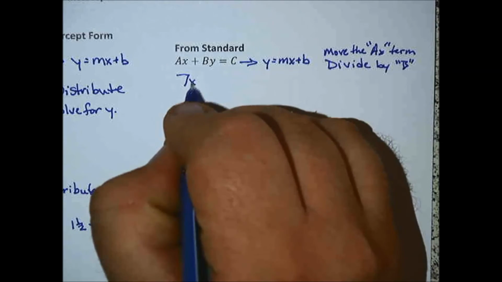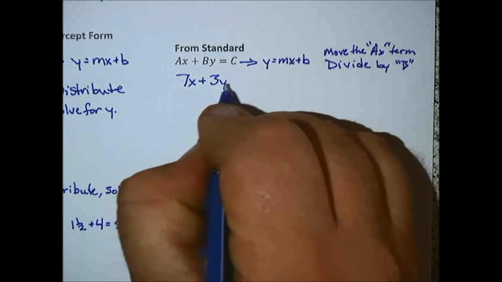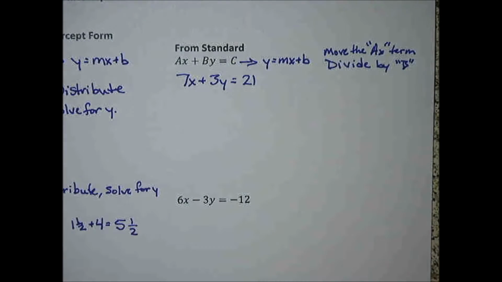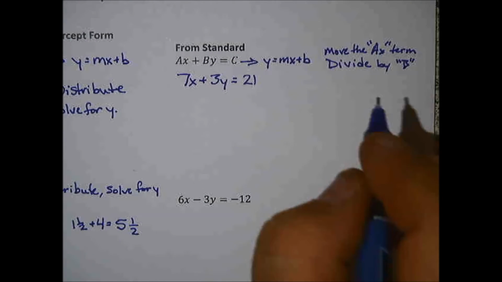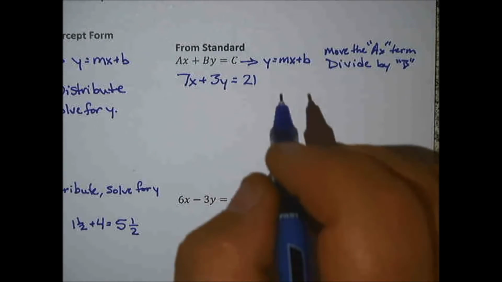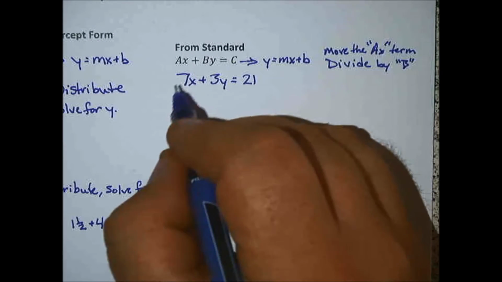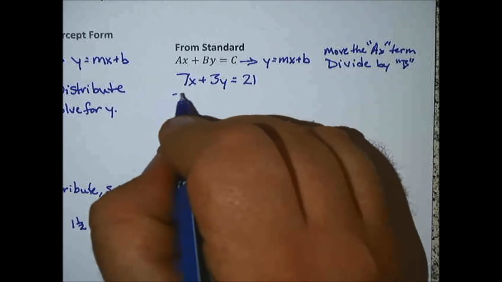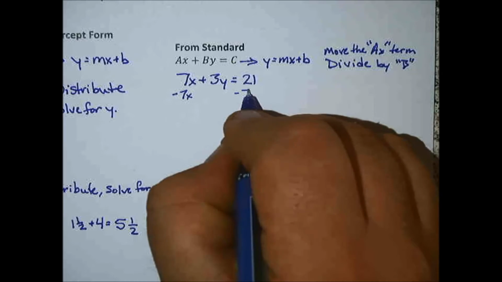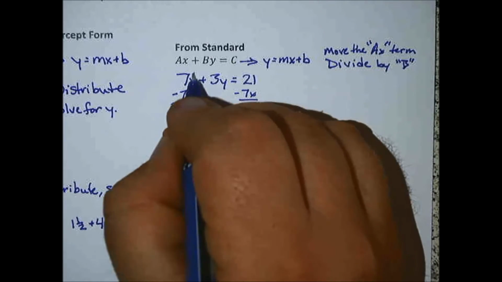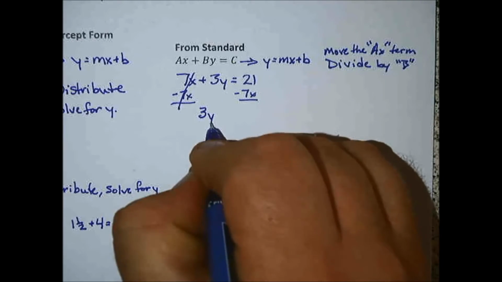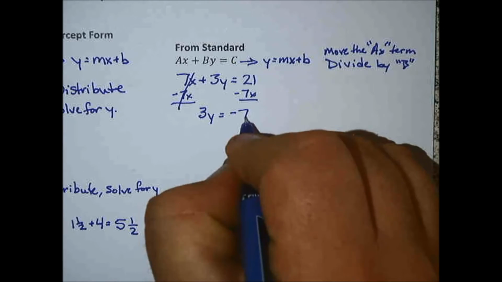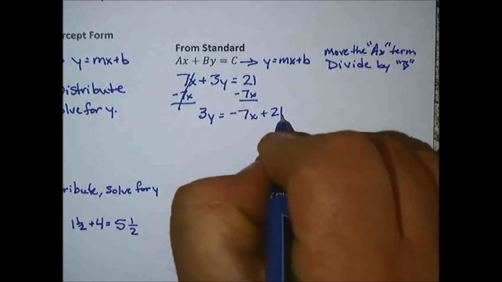Let's go with 7x plus 3y equals 21. Okay, a pretty simple example. Everything's positive. That's always kind of nice. So I'm going to move the ax term. So I'll subtract 7x, subtract 7x. Those cancel. I have 3y equals negative 7x plus 21.